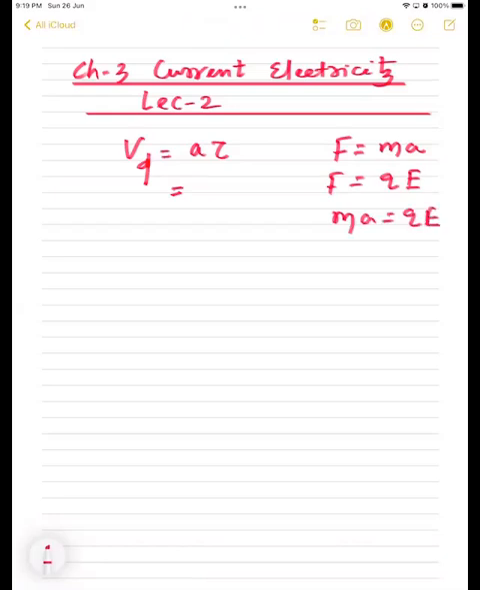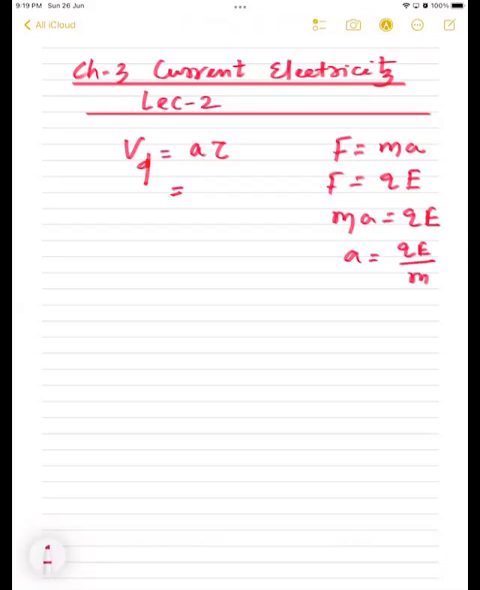Students, in drift velocity, we are dealing with some time to remember. I was saying about drift velocity. Velocity is equal to, you remember? Drift velocity means velocity is equal to acceleration into time. Yes or no? Acceleration we have found. Remember, F is equal to ma and F is equal to QE. From there only we found ma is equal to QE and acceleration is equal to QE by m.